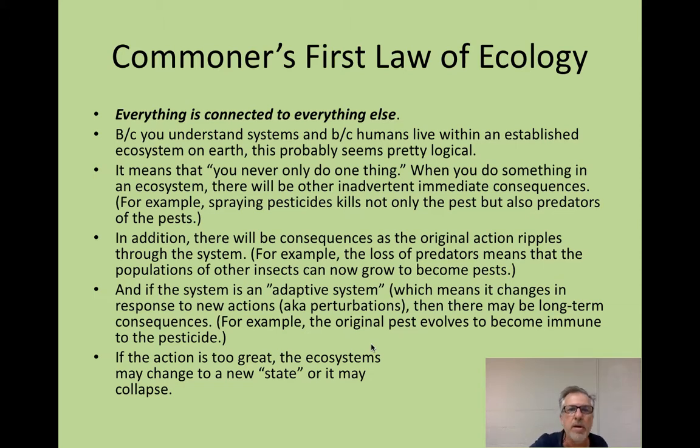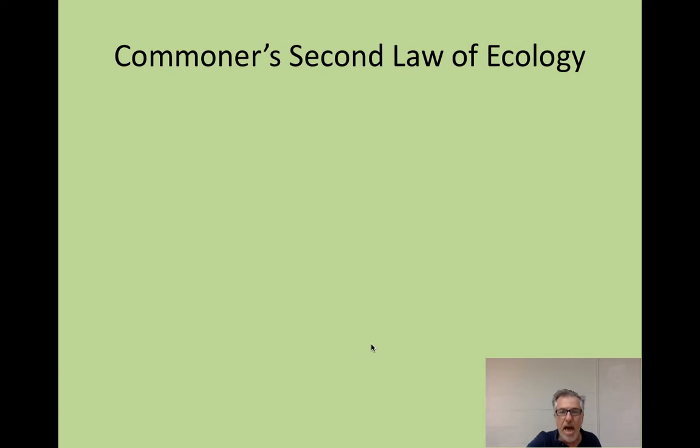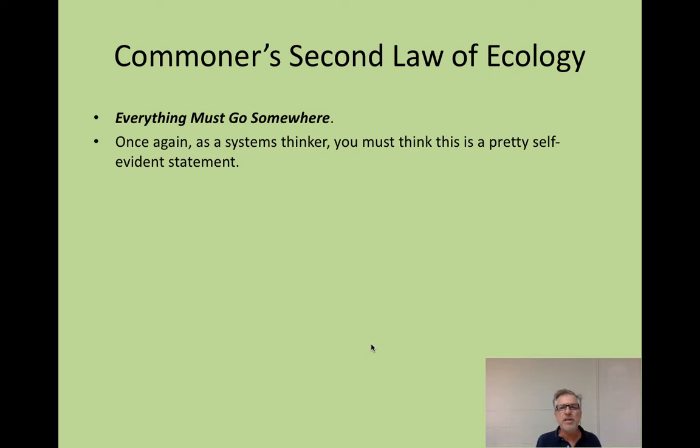Commoner's second law says everything must go somewhere. Once again, as a systems thinker, you must think this is a pretty self-evident statement. Things are material objects. We live in the material world. And so when you throw something away, it goes somewhere. As Commoner liked to say, there is no "away" to throw things.